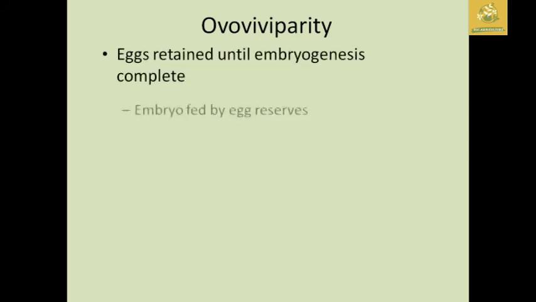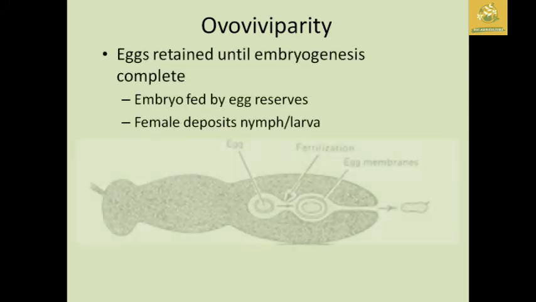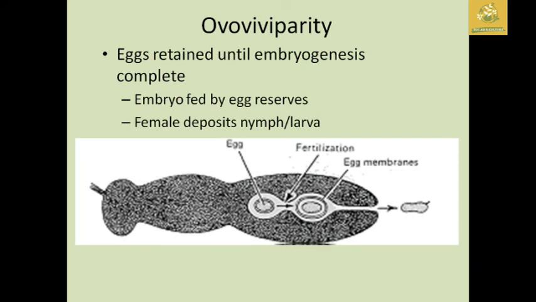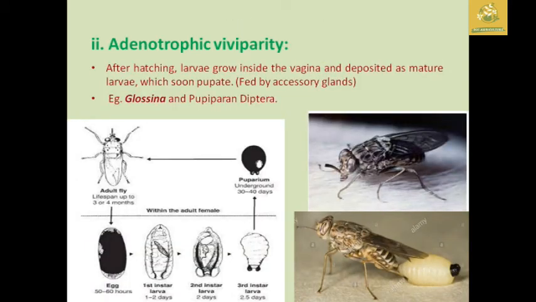And in ovoviviparity, the eggs are retained until the embryogenesis is complete. The embryo is fed by the reserves, and the female deposits the nymph or larvae. And adenotrophic viviparity, where after hatching the larva grows inside the vagina, and is deposited as a mature larva, which soon pupates and is fed by the accessory glands in the mother, for example in Glossina as well as the Pupipara Diptera groups.